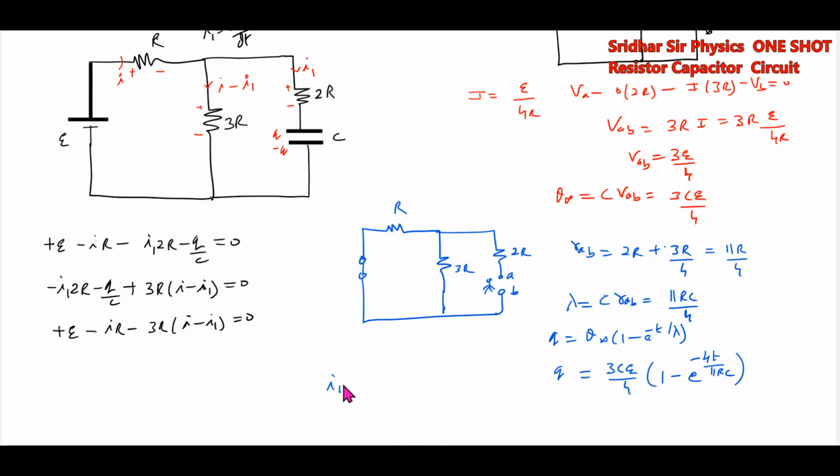So what is the expression for I1? I1 will be 3CE by 4 into 4 by 11RC into e to the power of minus 4t by 11RC. Then the expression for current will involve t by lambda. Lambda is how much? Lambda is 11RC by 4, no?